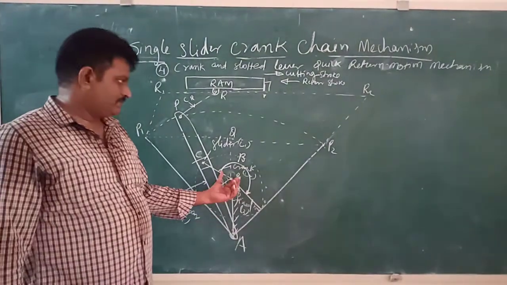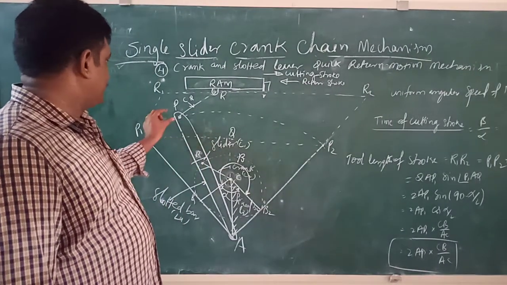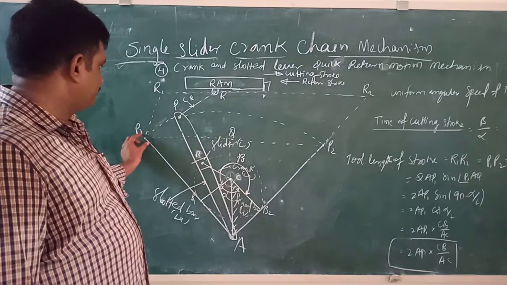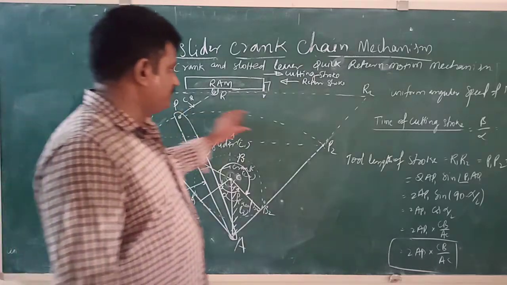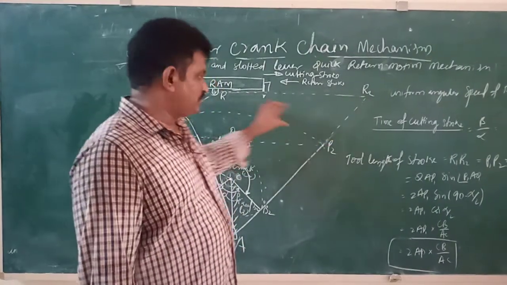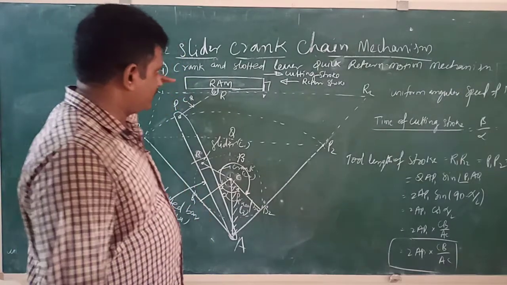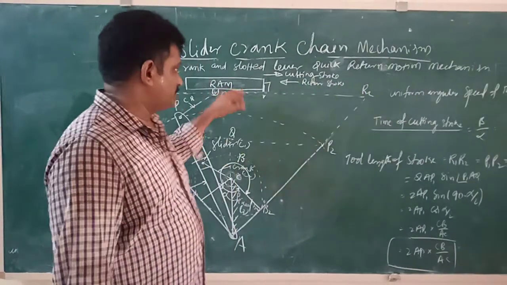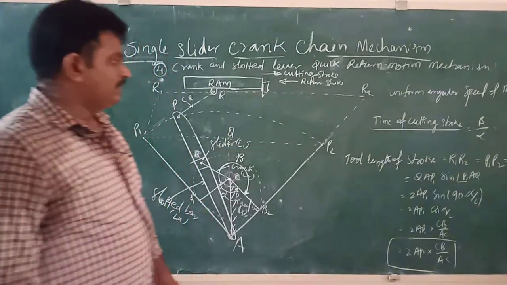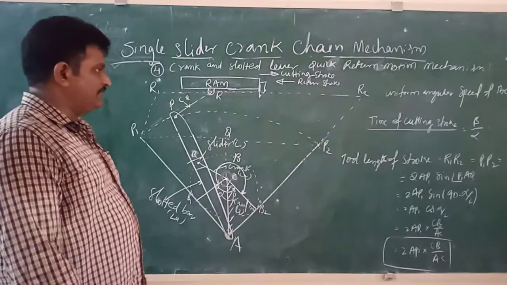Just this one. The slider bar moves from the AP1 position to the AP2 position. That is the cutting stroke, and then it moves back from the AP2 position. So the ram automatically moves in the forward stroke and the return stroke. This is the tool portion. In this mechanism we can determine the total length of the stroke, the tool length of the stroke.